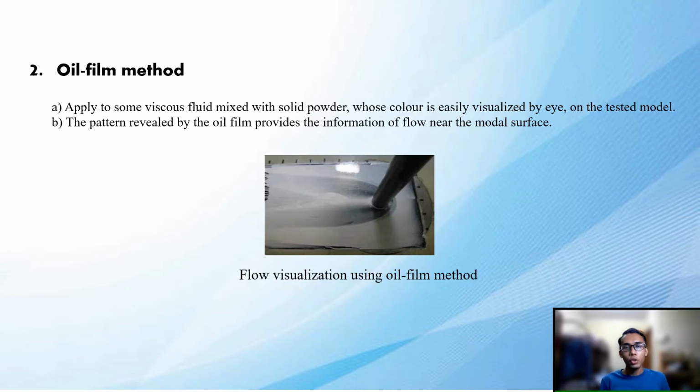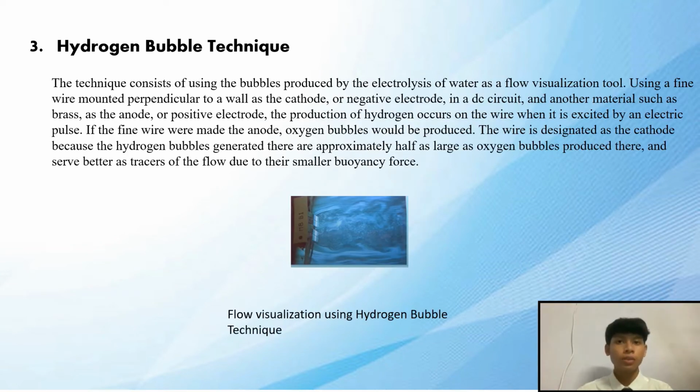Assalamualaikum warahmatullahi wabarakatuh. My name is Muhammad Ashraf bin Muhammad Yusuf. My metric number is 01DKA21F1057. Next is the oil film method. First, apply some viscous fluid mixed with solid powder, whose color is easily visualized by eye, on the test model. Second, the pattern revealed by the oil film provides information on the flow near the model surface. Here is an example of flow visualization using the oil film method. Okay, thank you to my friends.